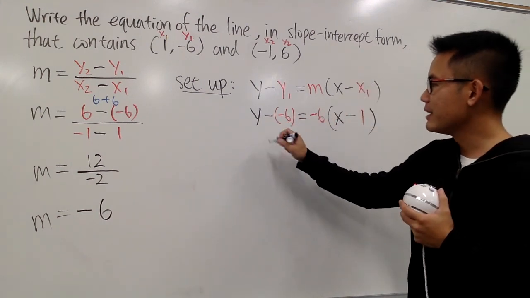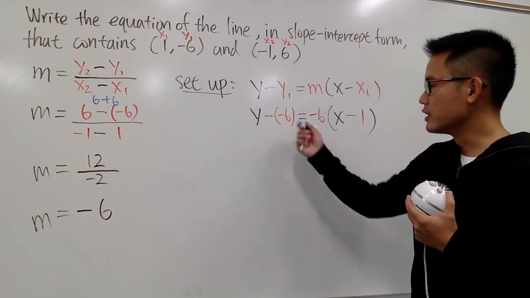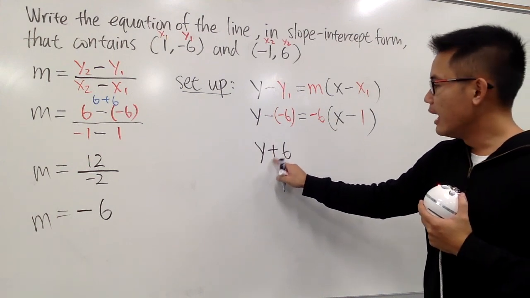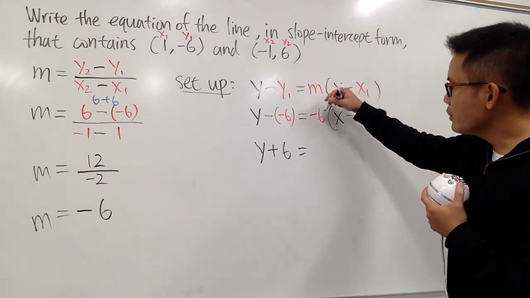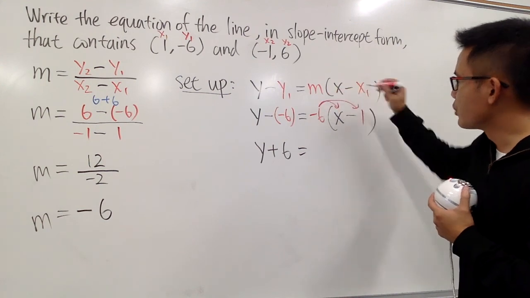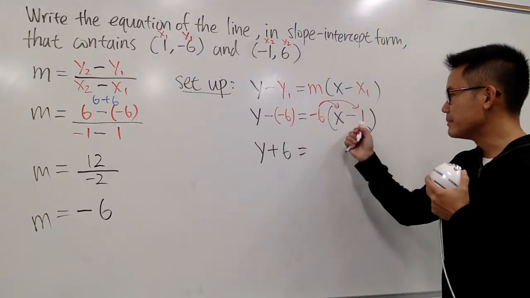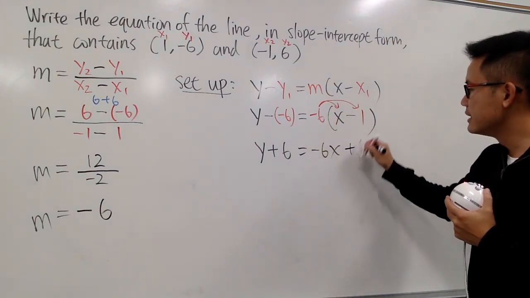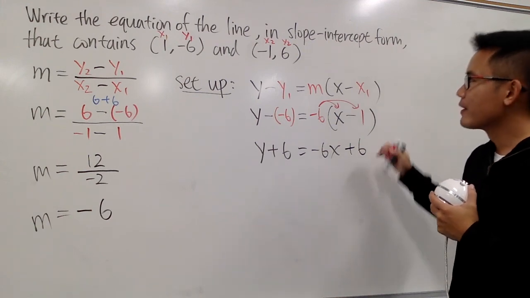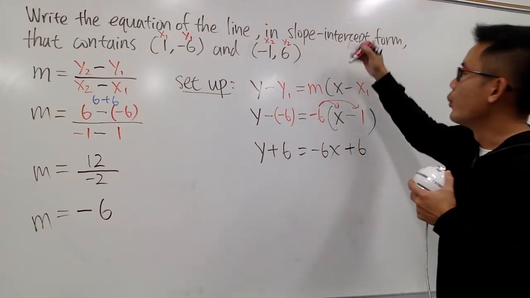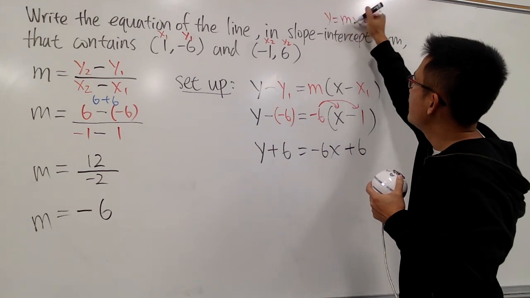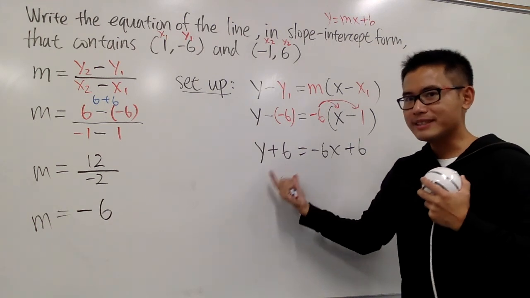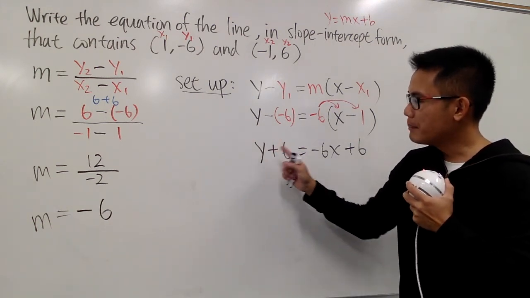You see, on the left-hand side, we have a minus -6. So altogether, this is y plus 6, right? And on the right-hand side, we take the -6 and distribute into the parentheses. -6 times x is -6x. And -6 times -1 is plus 6, okay? Now, remember, the slope-intercept form is y equals mx plus b. The y has to be by itself. This right here, the y is not by itself yet. We have y plus 6.